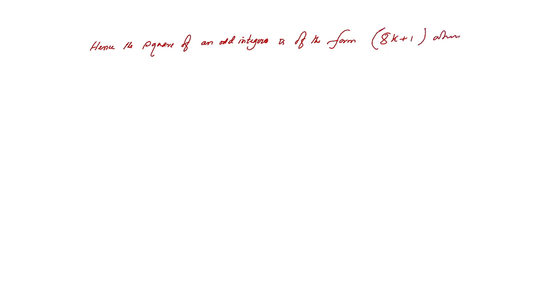So thus, or hence, we can conclude, hence the square of an odd integer is of the form 8k plus 1, where k belongs to Z.